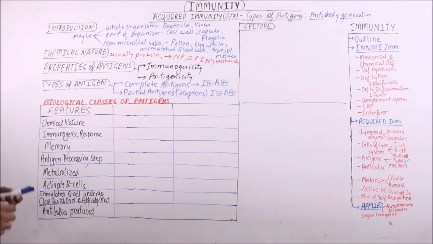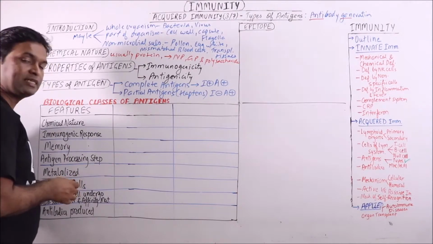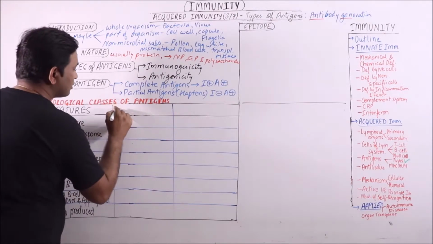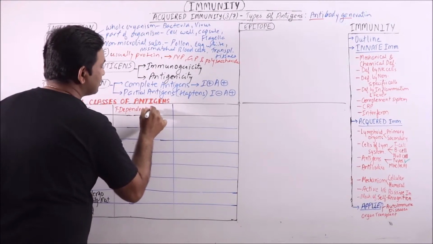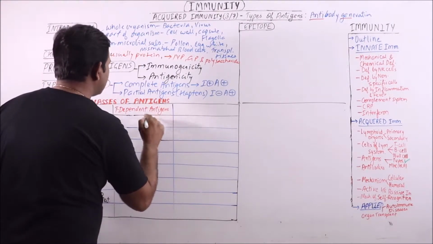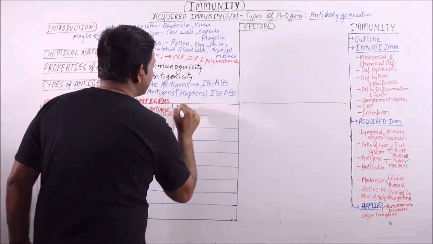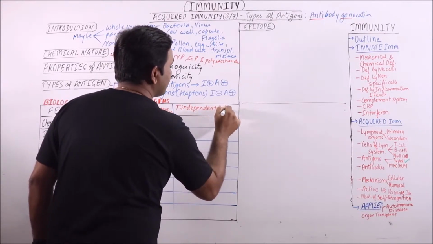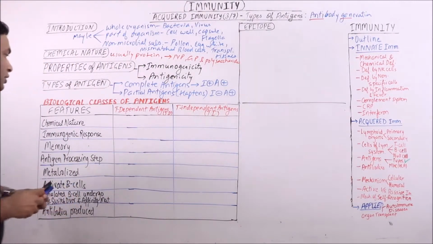Now, biological class of antigens. There are two major classes of antigens. First one is T-dependent antigens. These are also termed as T-D antigens. Another is T-independent antigens, also known as TI type of antigens. Now we will differentiate these two major categories of antigens.